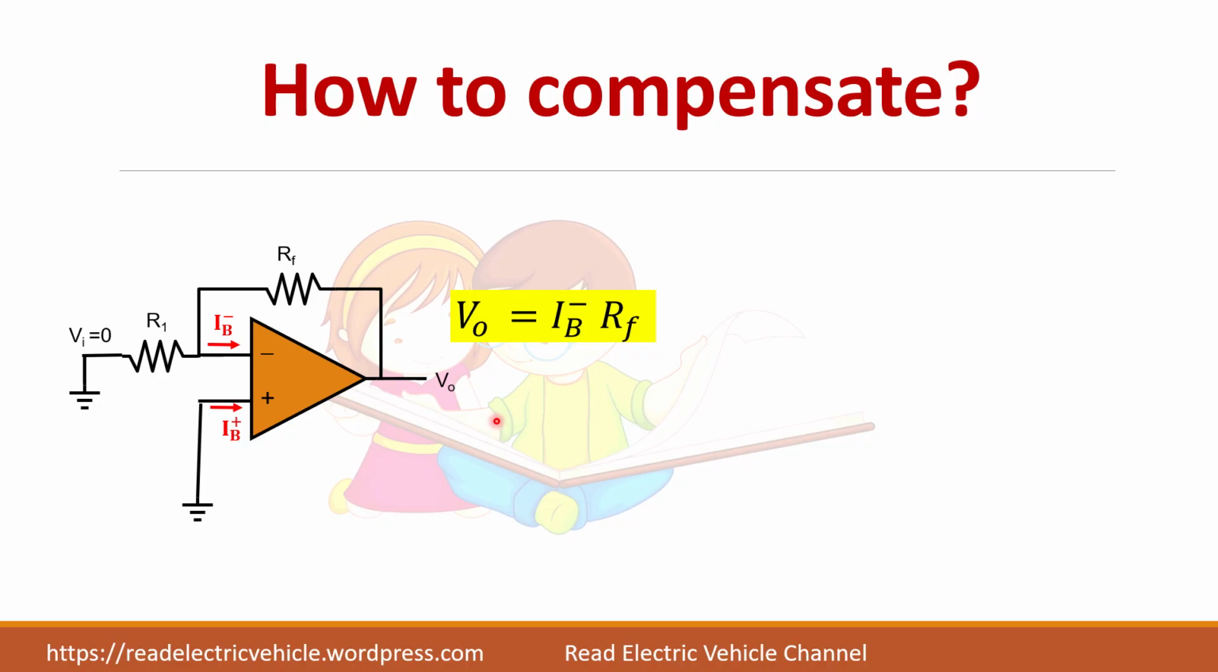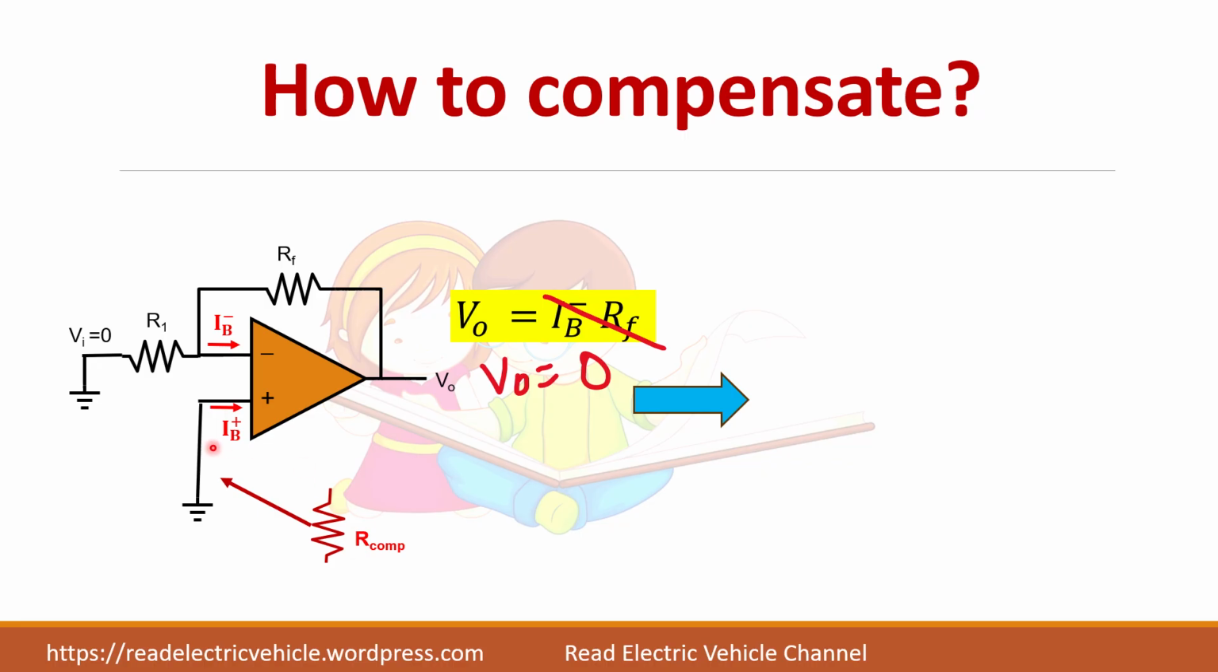So what can I do? I can connect a compensation resistor in this point so that because a current is flowing, this current into this resistor will create a drop. Because of that, this potential will change, which will compensate or nullify the output voltage and make V naught equal to 0. So my aim is to bring output voltage to 0 by connecting a resistor in this position.